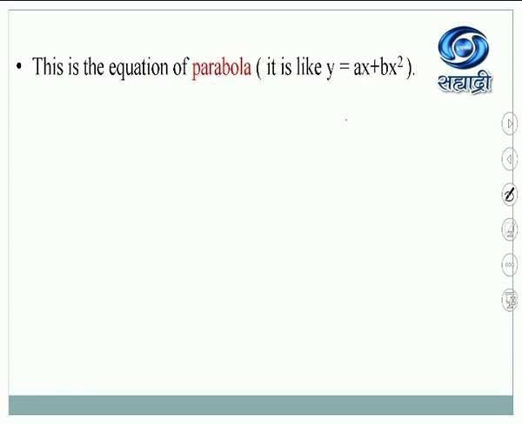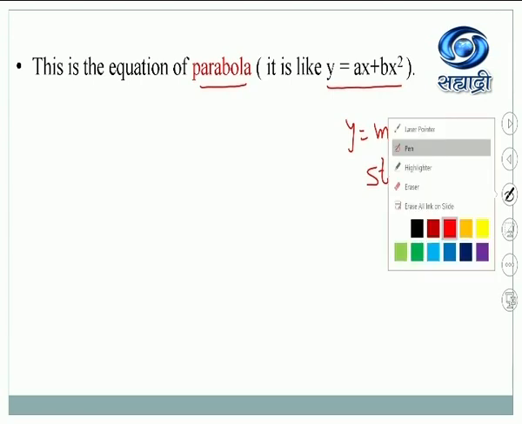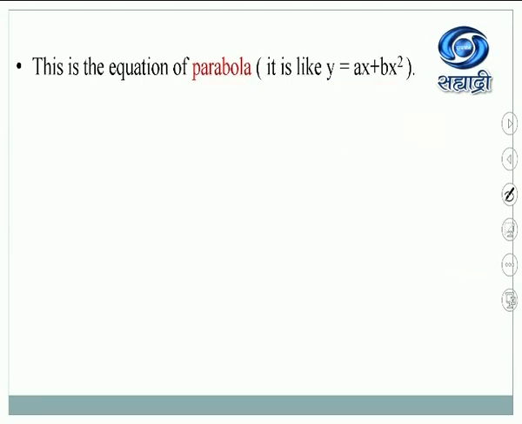Let us see one example. y equal to mx plus c. This is the equation of what? It is the equation of a straight line. We know this. So in the same way, the equation of a parabola is y is equal to ax plus bx square. How this parabola looks, you might have studied in geometry also. If we have the x and y axis, then the parabola looks something like this. So this shape we call a parabolic shape. So this is called a parabola.